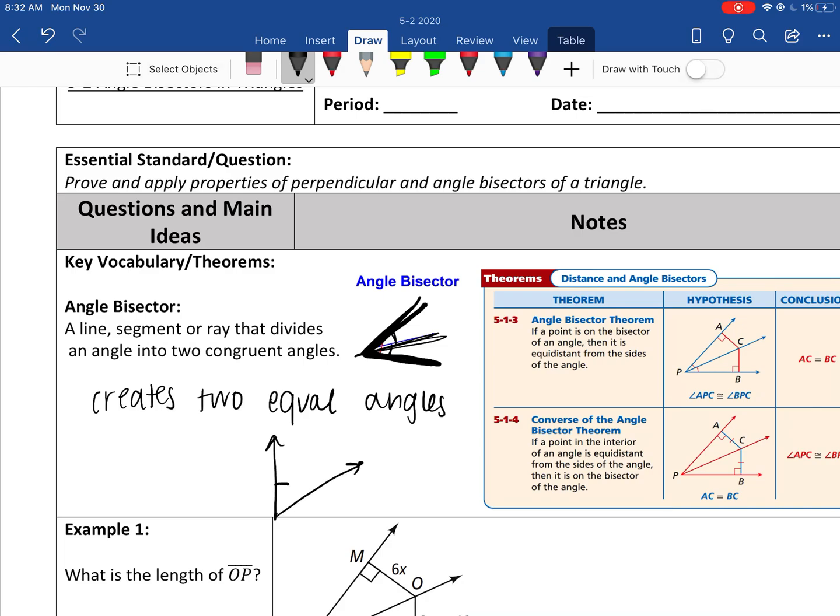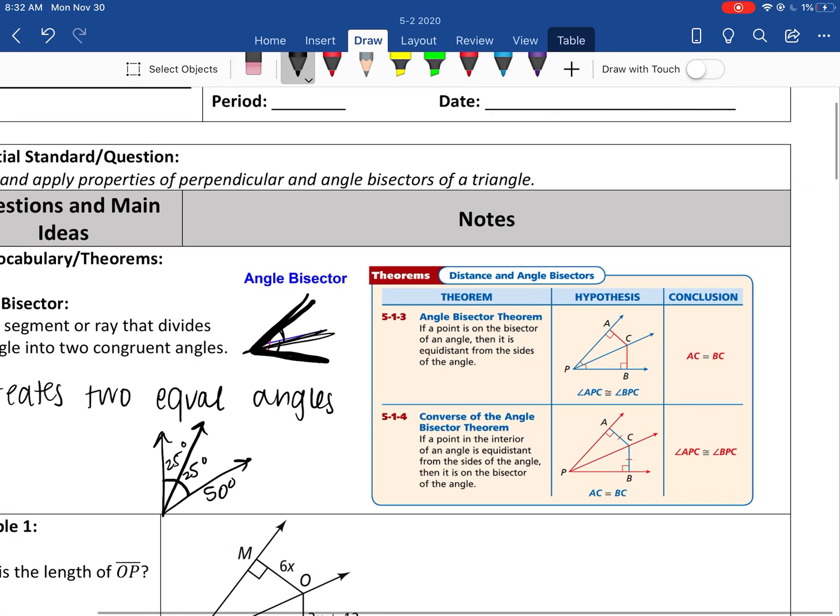Okay, so for example, if I had an angle, let's say this whole angle is 50 degrees. Then when I bisect it, this becomes 25 and this becomes 25. Okay, so that's what an angle bisector does. It cuts the angle in half, creating two equal angles.